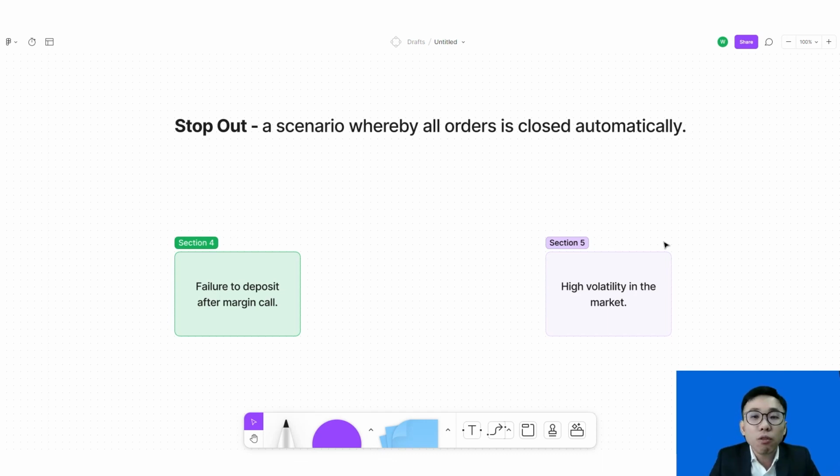Second, high volatility in the market. Sometimes the market may react to certain news with rapid movement. If the account is not able to sustain such a big movement in a small time frame with such huge losses, then you may trigger stop out straight away without even experiencing a margin call notification. So this is something that you need to look into, whereby you plan your trade ahead, minimize your risk, and make sure that you have enough funds in your account before you start trading.